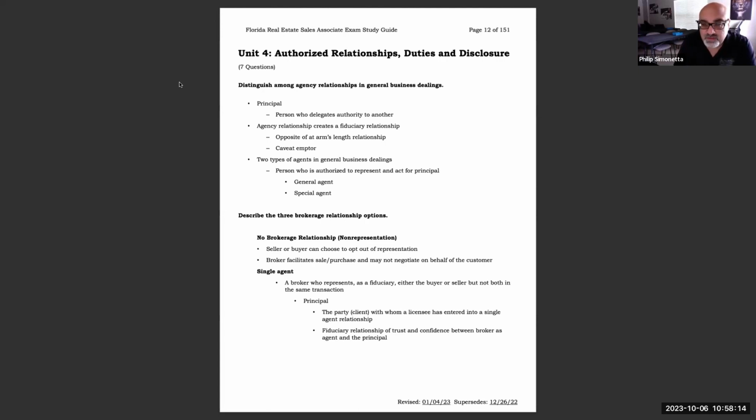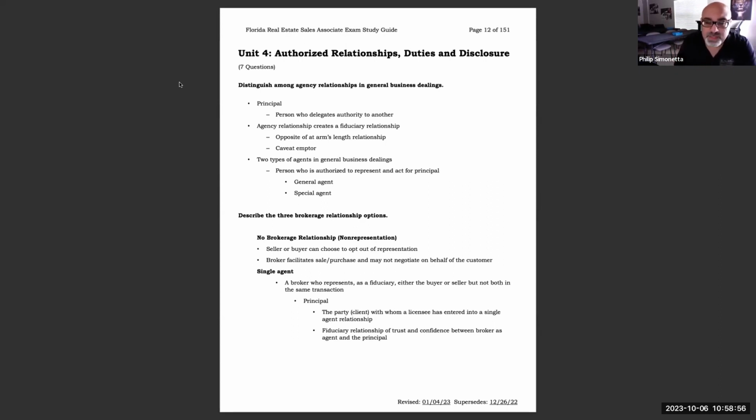Then you have the agency. An agency relationship creates a fiduciary relationship. It's an unrelated relationship. It's the opposite of an arm's length transaction, and the warning there is caveat emptor. It's buyer beware. Now, there are 2 types of agents in general business dealings. Agents are persons who are authorized to represent and act for a principal. You have a general agent who handles everything, and you have a special agent who handles a primary role, right? So you have general and special agents.